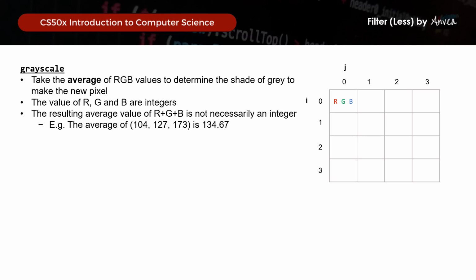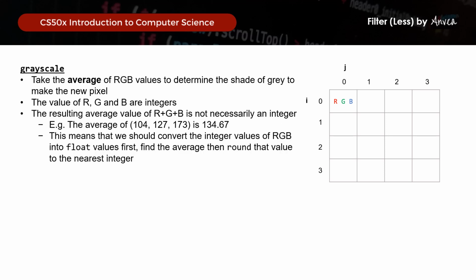So let's say your RGB is 104, 127 and 173. The resulting average is actually 134.67. So this means that we should convert the integer values of RGB to float first, find the average value, then round the value to the nearest integer.